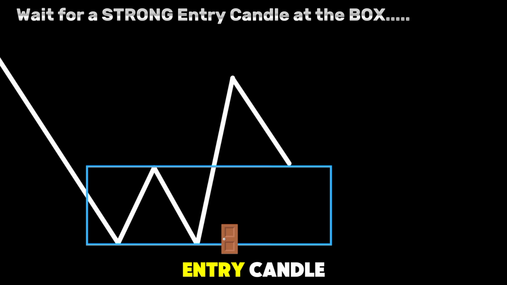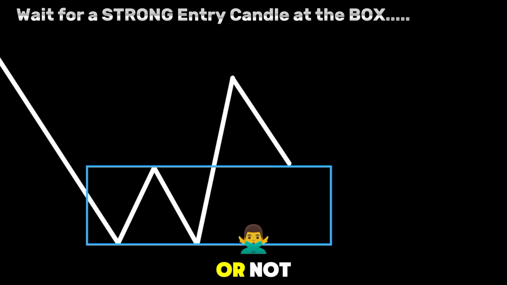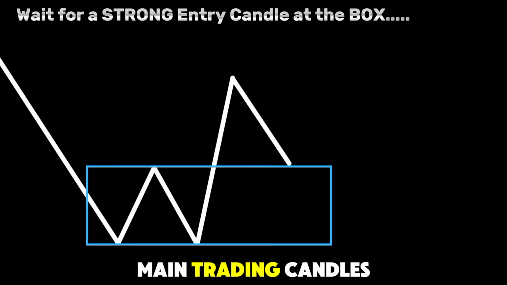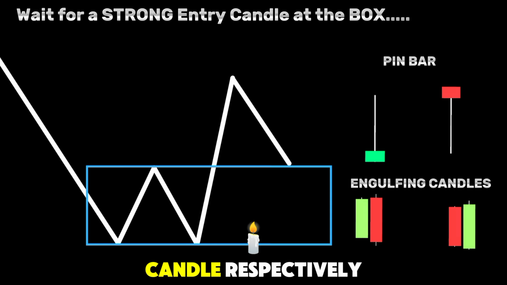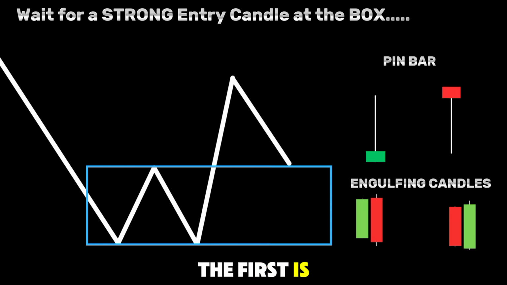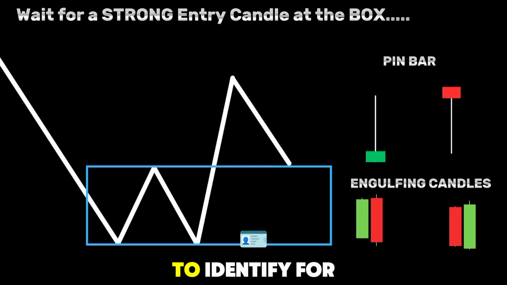It is this entry candle that will determine if you are going to make it in a trade or not, and our entry candle for this is the two main trading candles used by profitable traders, and they're called the pin bar and the engulfing candle respectively. The first is a single candle and the second is a pattern. Their structures are different, but very easy to identify.